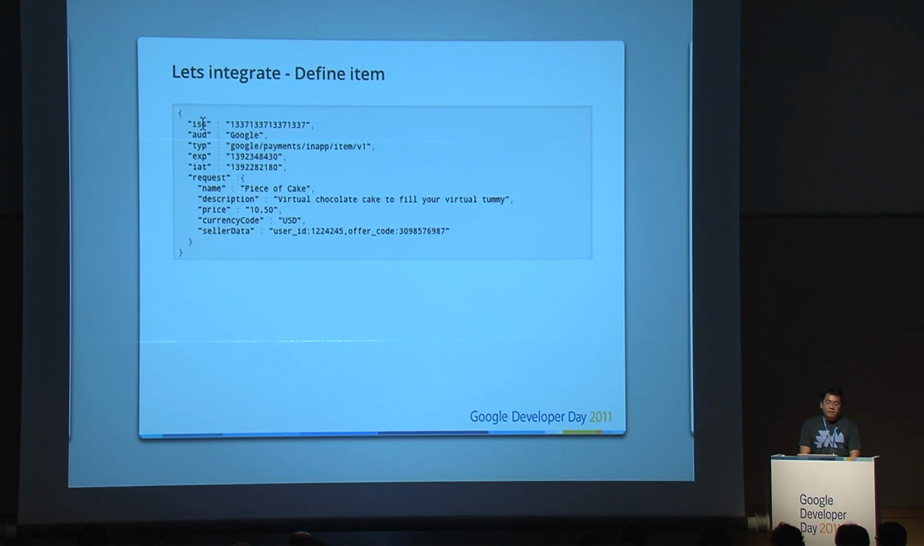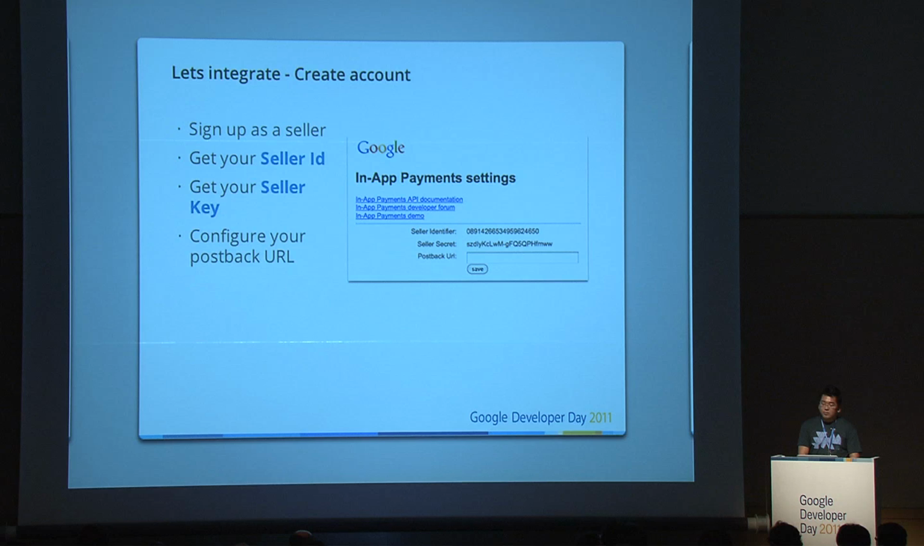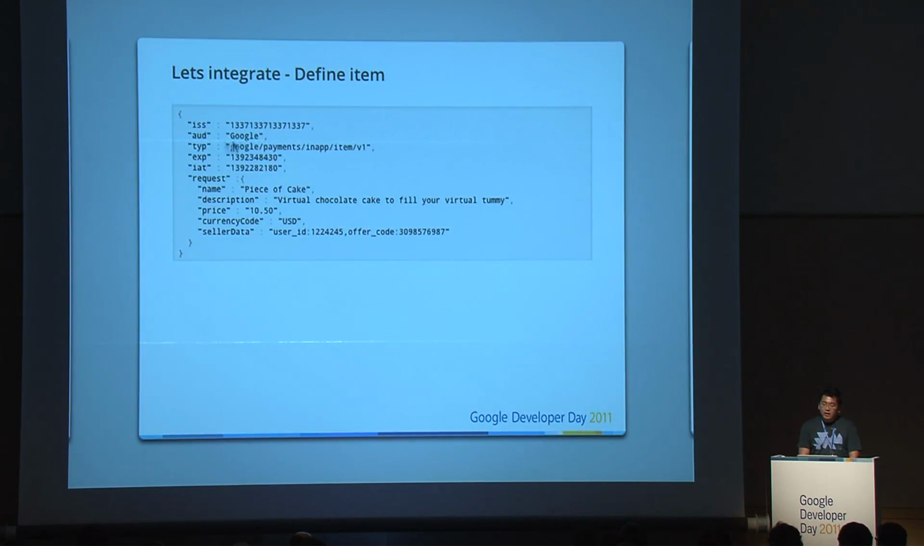There are a few standard fields for JSON Web Tokens. The first one is the issuer. So the issuer in this case would be you, your seller ID. The audience, because you're sending this item data to Google, is Google. The type is Google/payments/in-app/item. This is an item definition. The expiration time is the time since epoch in milliseconds that you define when the purchase will expire.